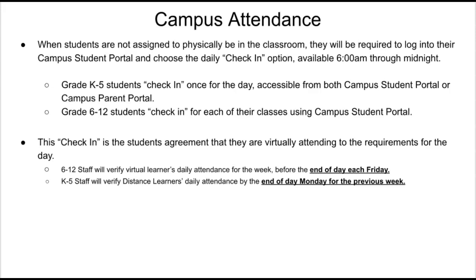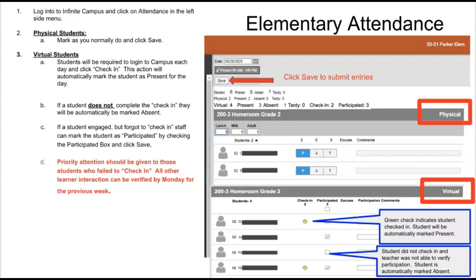Grade 6 through 12 students check in for each of their classes using Campus student portal. This check-in is a student's agreement that they are virtually attending to the requirements for the day. Staff in grades 6 through 12 will verify learners' daily attendance for the week before the end of the day each Friday. K-5 staff will verify distance learners' daily attendance by the end of the day Monday for work completed that previous week. Let's take a look at how this looks in Infinite Campus from the elementary point of view.